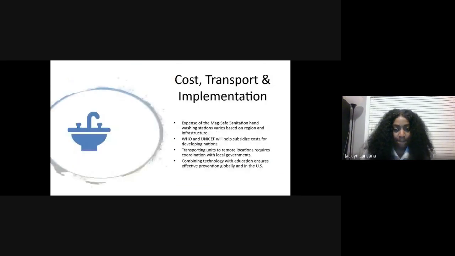Next slide, please. The cost, transport and implementation of the MagSafe sanitation would vary based on the region and infrastructure. These organizations, such as the World Health Organization and UNICEF, can also help with subsidizing costs for developing nations. And issues with transporting units to remote locations would require coordination with local governments, and also combining technology with education will ensure effective prevention globally and in the U.S. from the spread of the bird flu virus. Next slide, please.